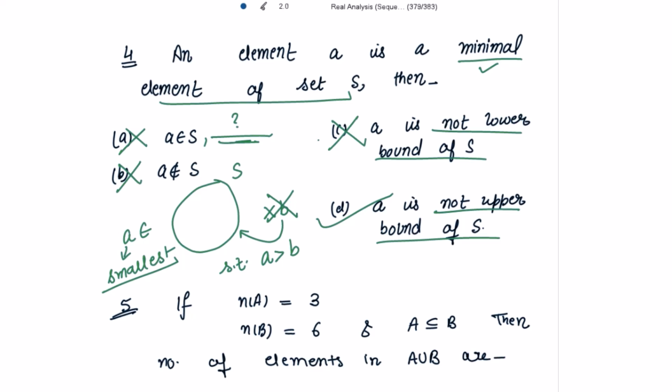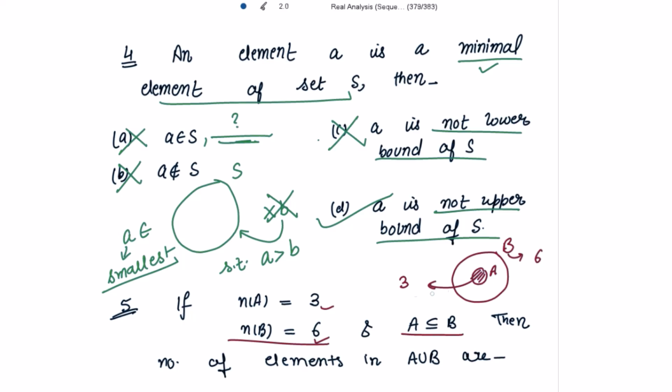Right? Fifth question. If the number of elements in A is 3 and the number of elements in B is 6 and A is a subset of B. Suppose this is your set B. A is a subset of this set B. B is having the number of elements 6. A is having the number of elements 3. Set B is having the number of elements 6.